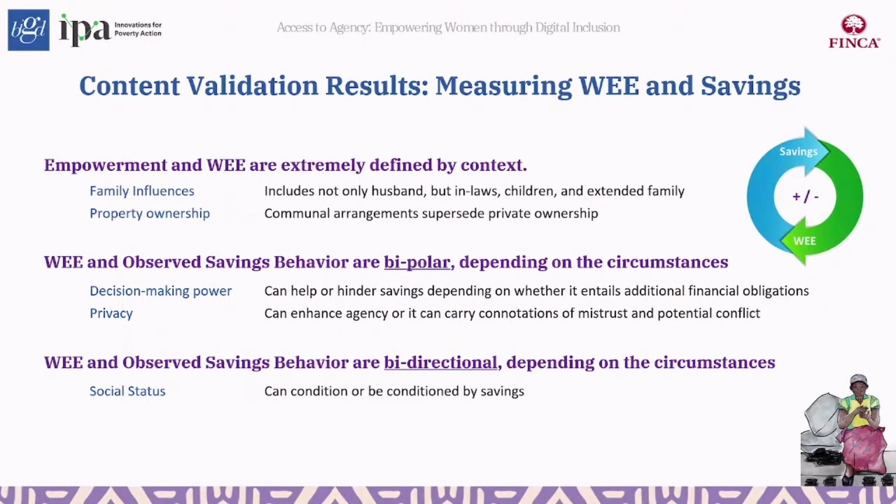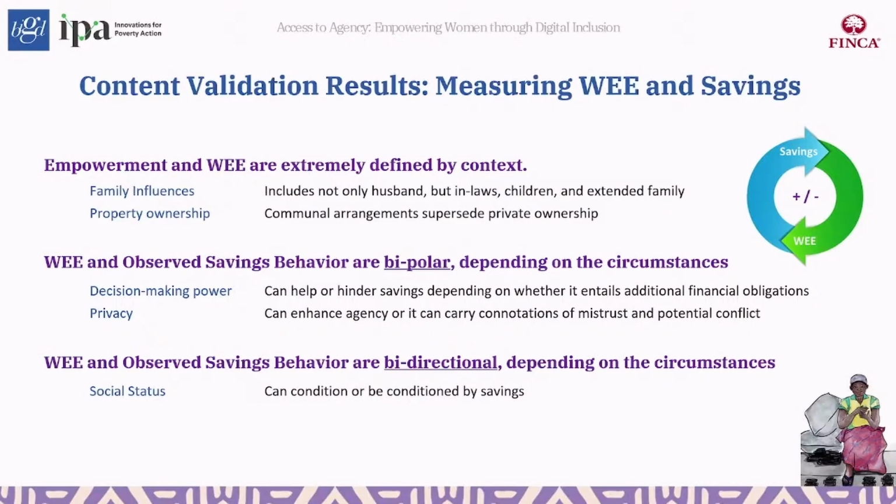So we came to think of this as bipolarity, meaning that all of the WE features were positive for women in some circumstances, but negative in others. Another insight we had was that in addition to being bipolar, there was a real issue of bidirectionality, meaning that in many cases, the women's empowerment condition would determine the savings outcome, and in other cases, the savings outcome would influence the women's empowerment condition. There is no clear direction of causality. It was really bidirectional. So we say that women's empowerment and savings were very entangled.